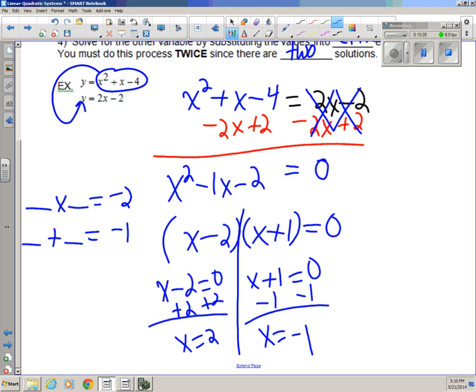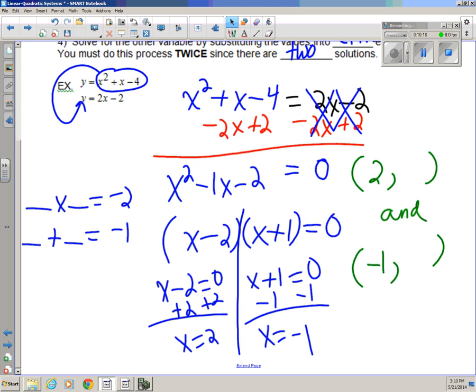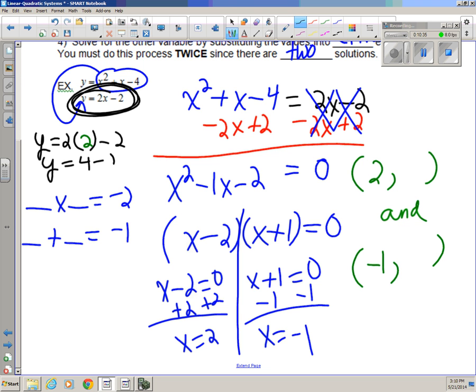Okay, so I've got the beginning of my two ordered pair solutions. My first solution is going to be 2 comma something. That's my first x value. My second solution is -1 comma something. Well, you've got two equations which you can use to test your points. I'm going to use this equation right here. Basically, it says y equals 2 times x minus 2. Well, if x is 2 the first time around, then I get y equals 4 minus 2, or y equals 2. So when x is 2, y is 2.